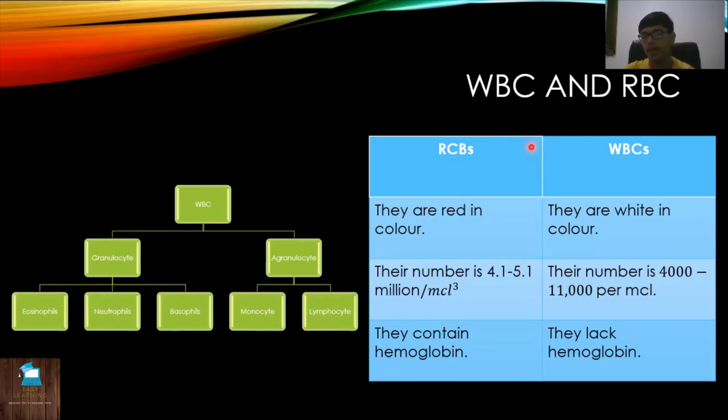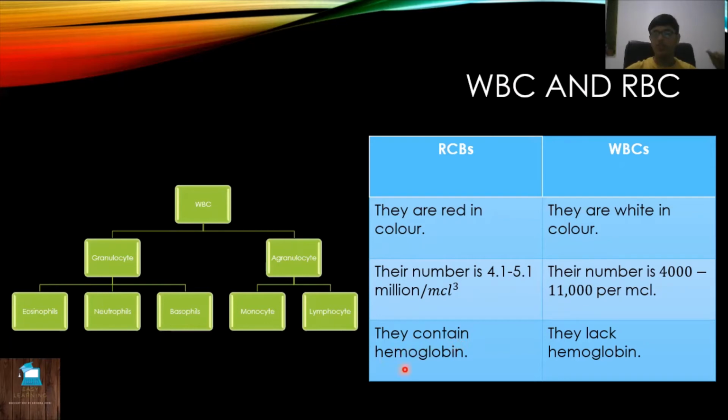So let's see the comparison of WBC and RBC. WBC is white in color and RBC is red in color. The number of RBC is more than WBC. The number is 4.1 to 5.1 million per microliter, that's per cubic microliter. Whereas for white blood cells, their number is 4,000 to 11,000 per microliter.